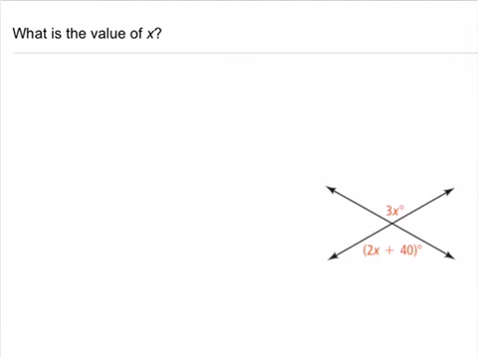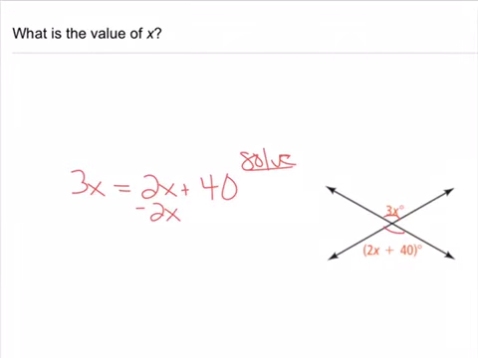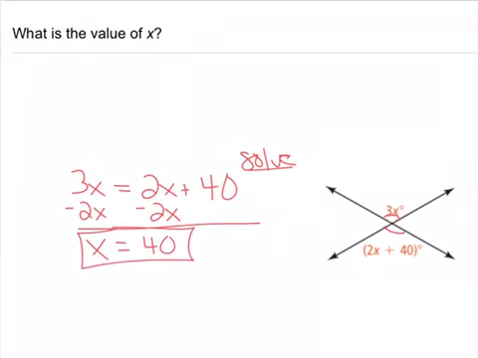Let's try another one. So once again, I've got vertical angles. We know vertical angles are congruent, and we can set up an equation. 3x equals 2x plus 40, and from there, we just literally solve the equation. You guys have already done stuff like this, so this should not be anything too challenging. We come out with x is 40.